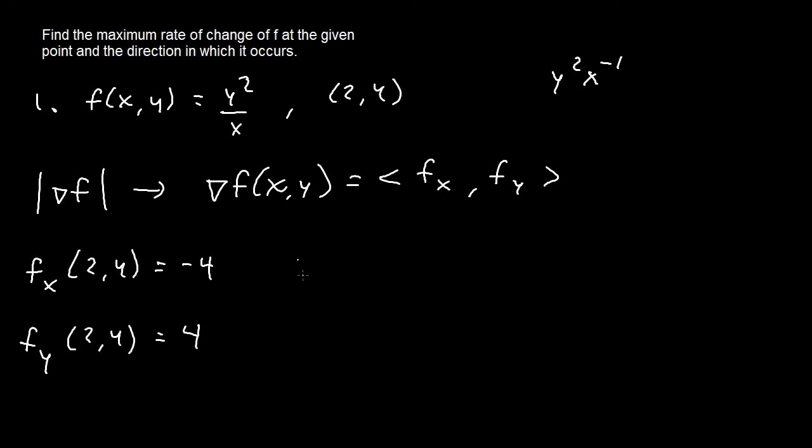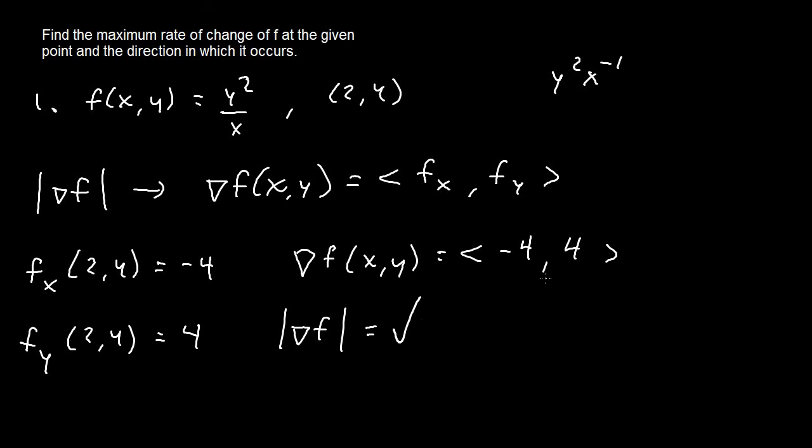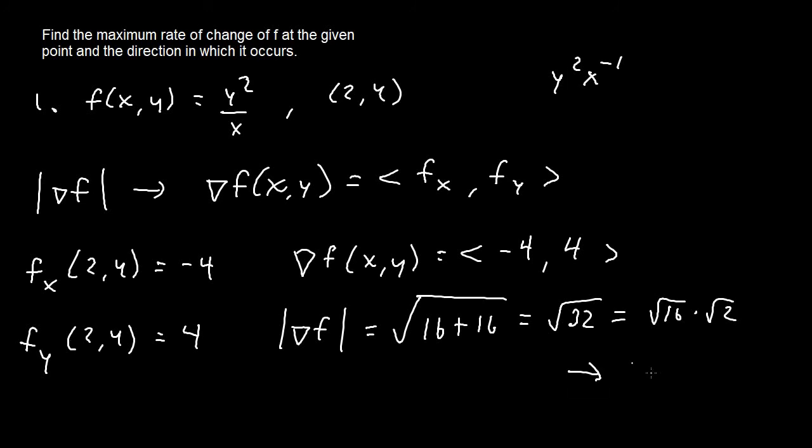And so if I were to rewrite the gradient vector function here, the gradient vector f is going to be equal to, well, the x component is f sub x, which we found to be negative 4 when evaluated at the point 2, 4, and the y component is f sub y evaluated at the point, which we found to be 4. And so now let's find the magnitude of that gradient vector. So the magnitude is obviously the square root of the x component squared, so negative 4 squared is 16, plus the y component squared, and so we get the square root of 32, and we can simplify square root of 32 into the square root of 16 times the square root of 2. Square root of 16 is 4, so we can simplify it into 4 times the square root of 2.